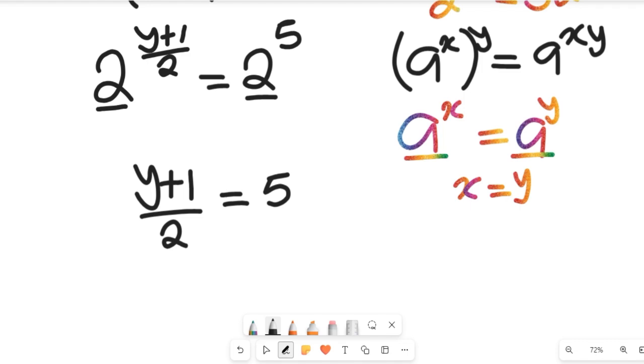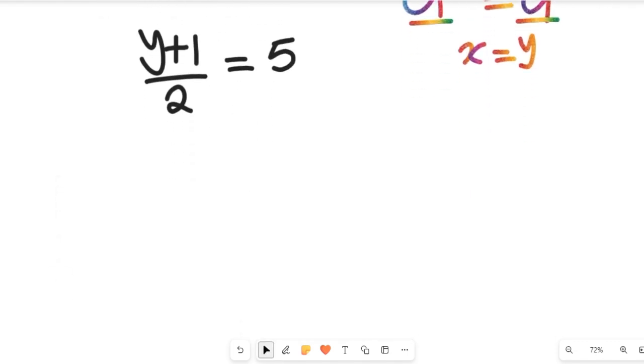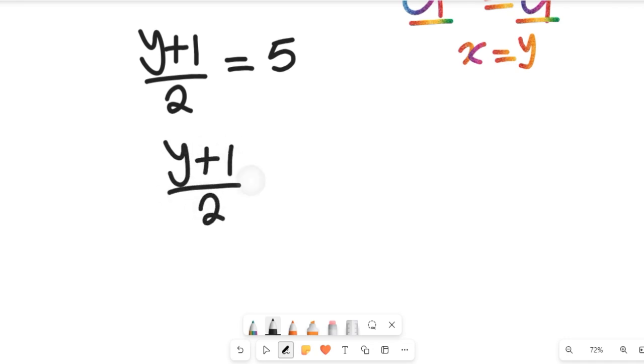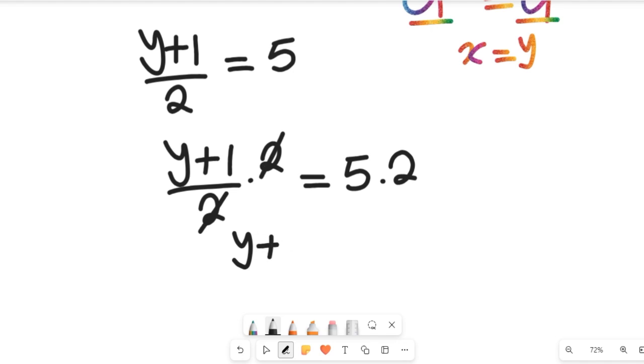Great. Now what do we do in order to find the value of y? We are going to simply multiply both sides by 2. If we multiply both sides by 2, we'll have y plus 1 divided by 2 multiplied by 2, and this will be equal to 5 multiplied by 2. So 2 is going to clear 2, and then we'll have y plus 1 equal to 10.